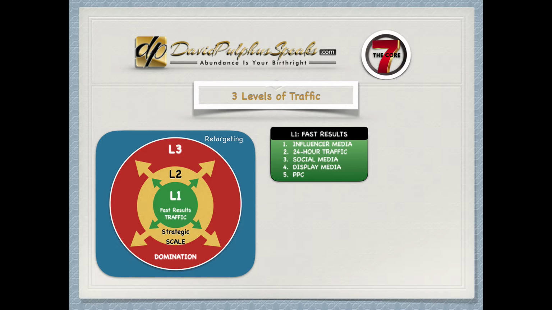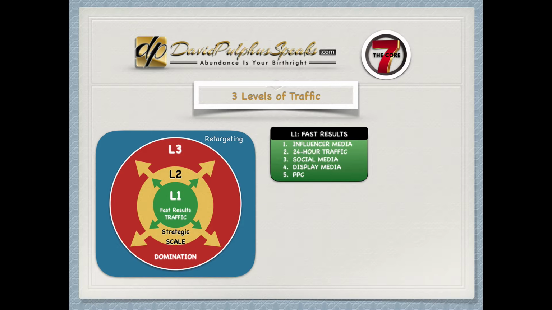Within the fast results, we have basically 5 different channels: influencer media, 24-hour traffic media, social media, display media, and PPC. Influencer media is like, you know what influencers are: YouTube influencers, Snapchat, Facebook, all these people who have huge followings where you can tap into their following and monetize them, because a lot of them have huge lists, but they don't know what to do with them. And this is a really powerful way, as of this day, to get highly focused, highly engaged traffic to your offer.